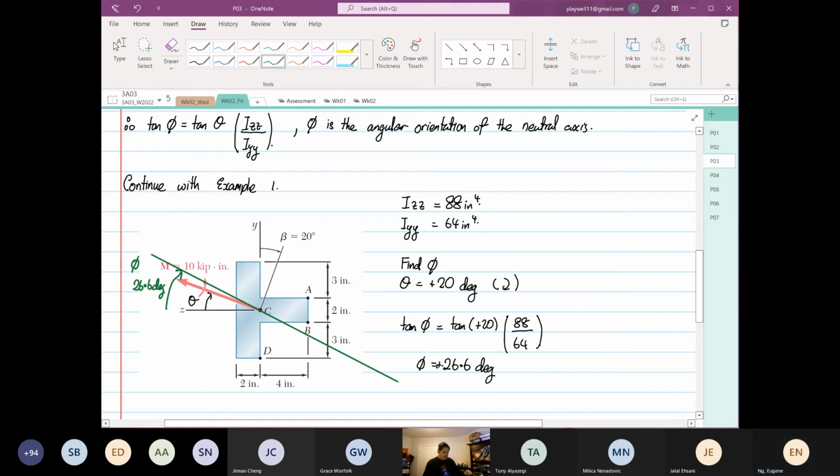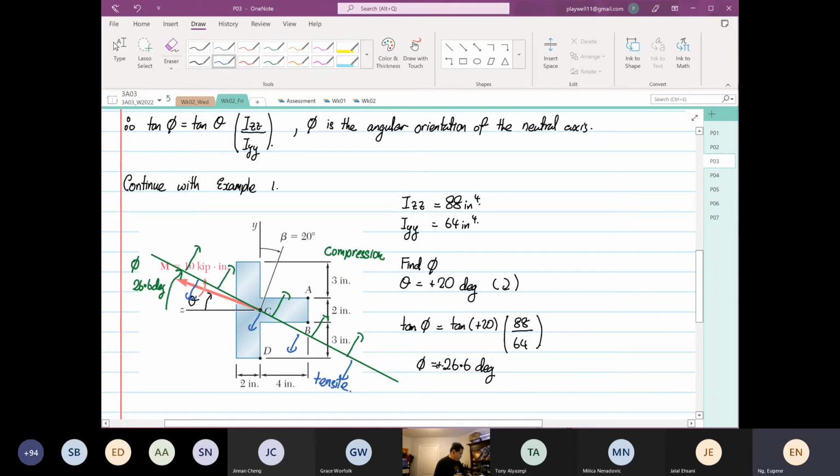Okay. So anything that is above, as we know, anything that is above the neutral axis, any point on top will be in compression. And then anything below will be tensile.